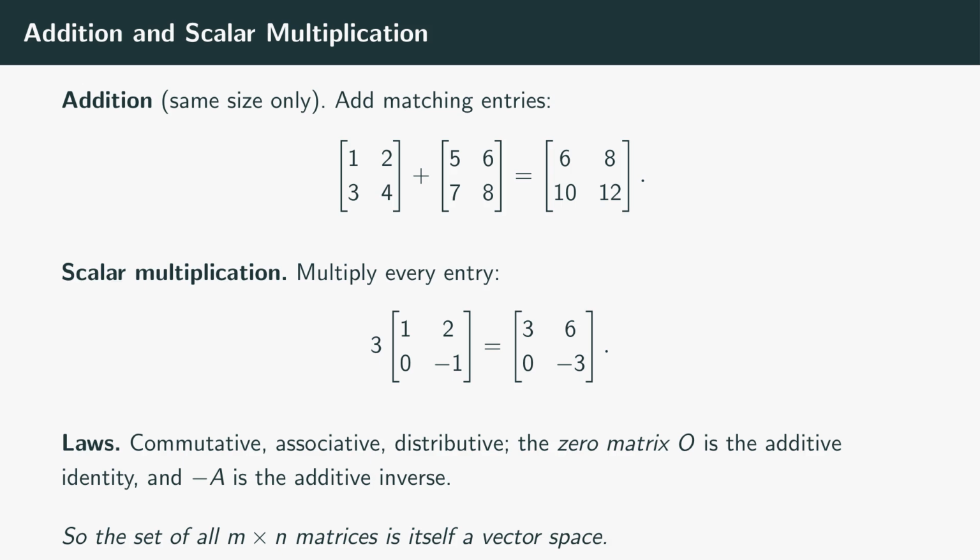Scalar multiplication is just as direct. To multiply a matrix by a number, multiply every single entry by that number. 3 times a matrix triples each entry. These operations obey all the familiar laws. Addition is commutative and associative. Scaling distributes over addition. The zero matrix full of zeros is the additive identity, and negating every entry gives the additive inverse. In fact, the collection of all m by n matrices with these 2 operations is itself a vector space, exactly like Rn. Addition and scaling are the boring part. The interesting structure is the product, and that is where we head next.